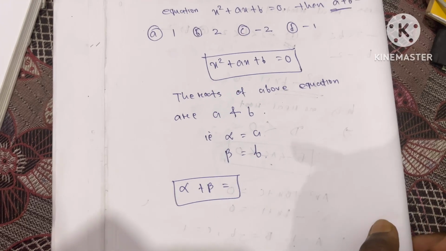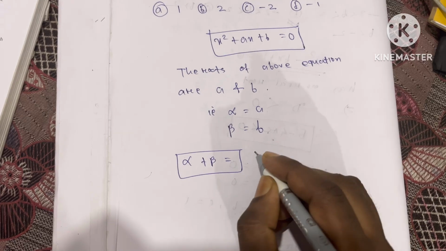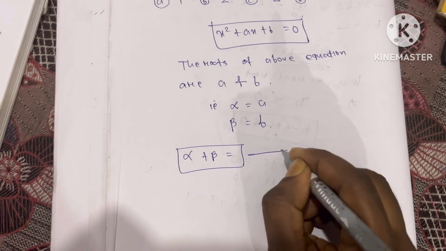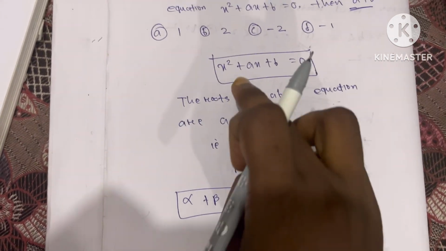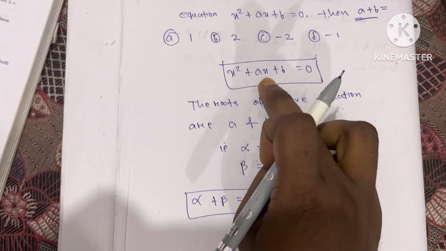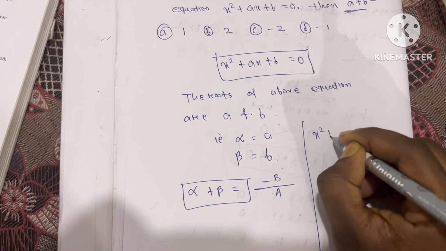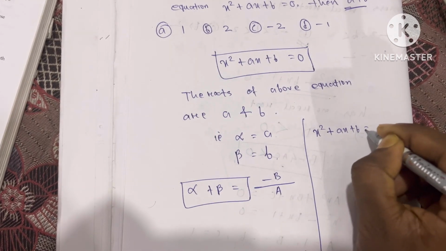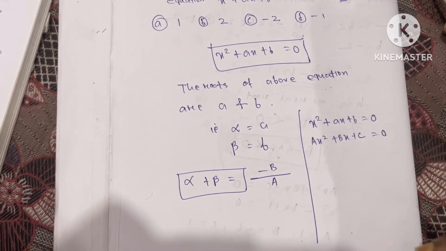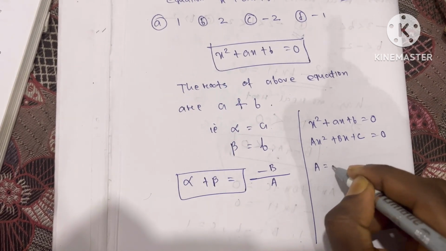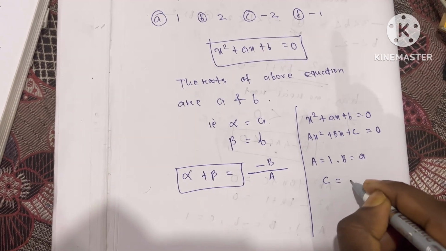So for finding the value of alpha plus beta, you have to use the sum of roots formula. As you know, the value of alpha plus beta is equal to minus b by a. So from where will you get the value of b and a? For that you have to compare the given equation x square plus ax plus b is equal to 0 with the standard form ax square plus capital letter bx plus capital letter c is equal to 0. If you compare these two equations, we will get the value of a will be 1, capital B will be a and c will be b.